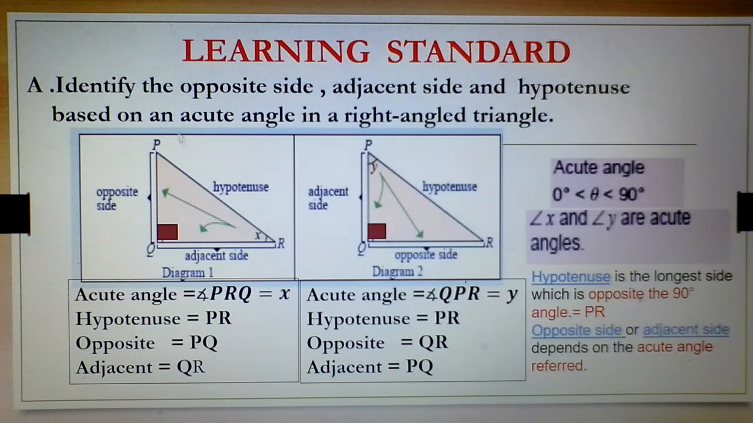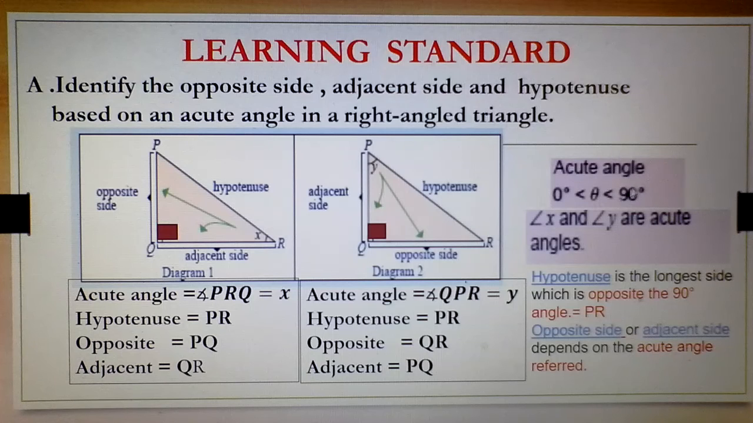Okay, now for the first part, we want to identify the opposite side, adjacent side, and hypotenuse based on the acute angle in a right angle triangle. So you want to know which one is the opposite side, adjacent side, and hypotenuse. Okay, so what is the meaning of acute angle? Apa maksud angle ini?